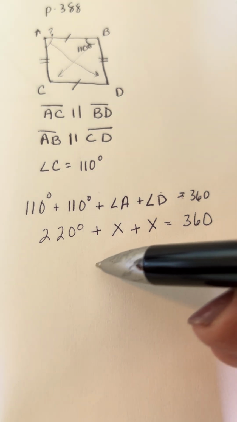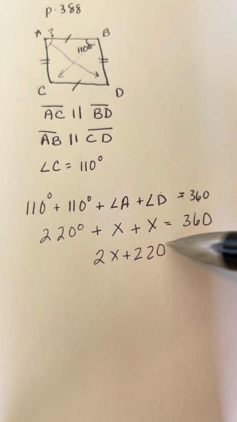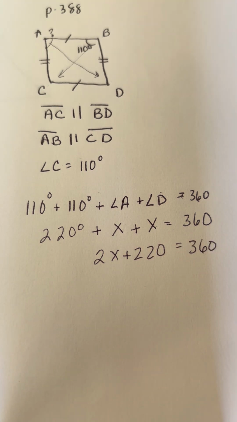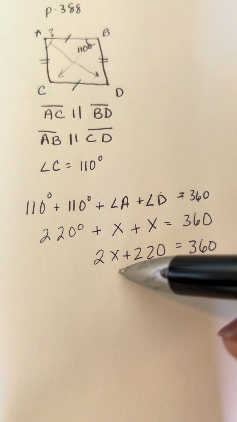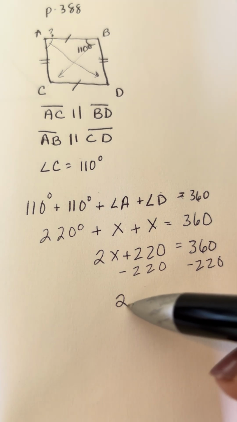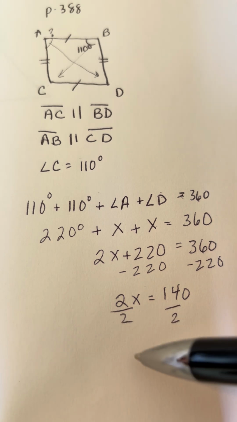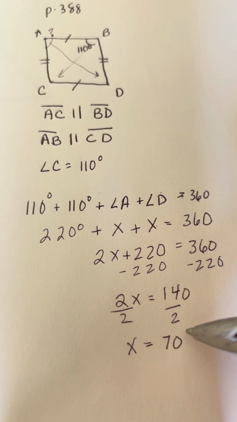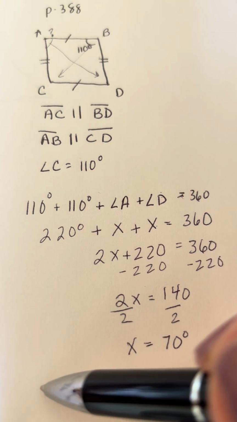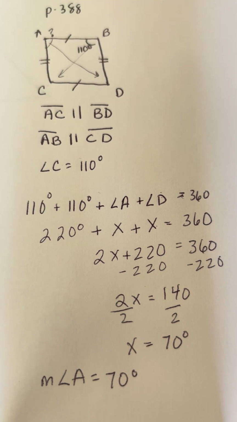So at this point, I've got 1x, 2x. I'm going to subtract the 220 from both sides. And that gives me 2x equals 140. I divide by 2, and x is 70 degrees. So the question was, what is the measure of angle A? The measure of angle A is 70 degrees.